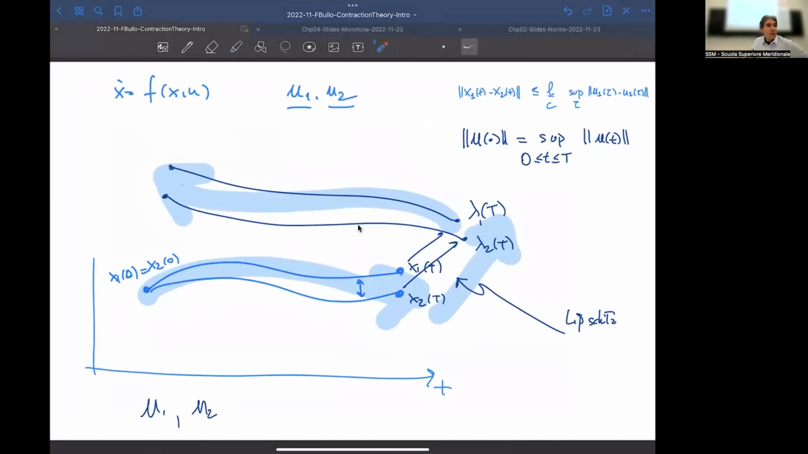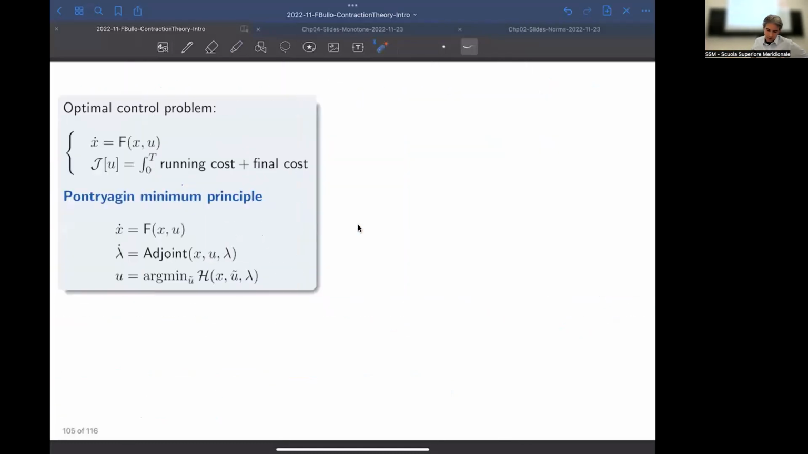Okay, why do we care about this idea that composing this Lipschitz operation gives you a Lipschitz map? Here's why we care. Because in optimal control theory, people study the following problem. People study problems of this form. People say, I have a dynamical system with an input, so a control system. I have a cost function. I have a final cost. I have a time horizon.